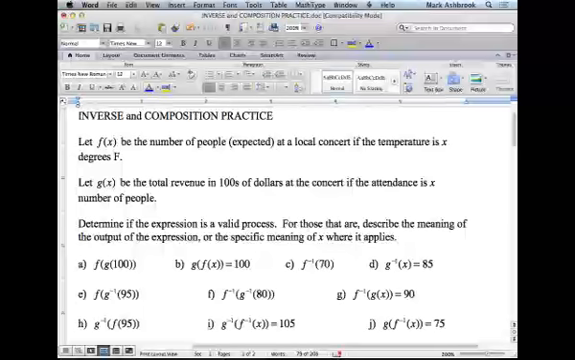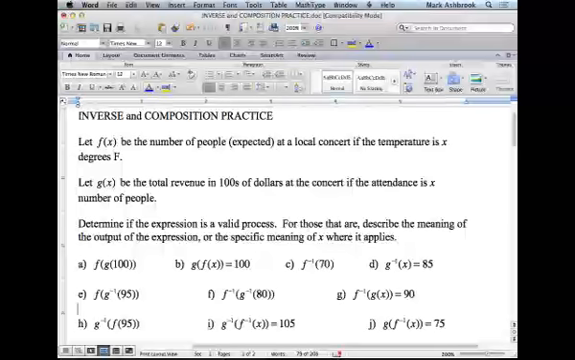Okay, so how would you describe what X is in this equation? What is X? What does it mean? Tell me. X is the attendance? So X is the input of F, right? So what's the input of F? So it's a temperature. What temperature is X?